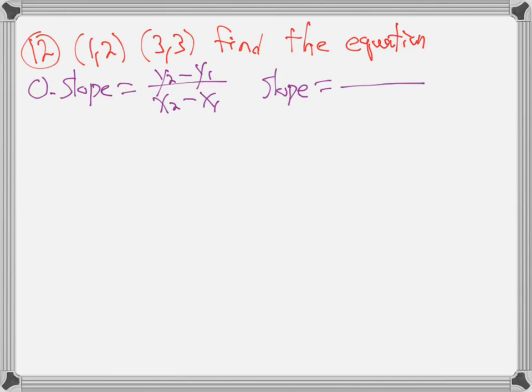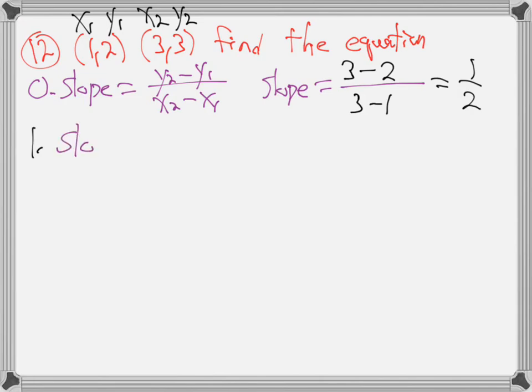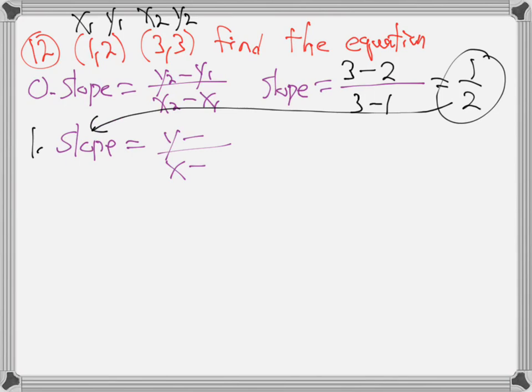So this is x1, y1, x2, y2. So y2 minus y1, 3 minus 2 over x2 minus x1, 3 minus 1. I'm getting 1/2, slope 1/2. That good? So that's step 0, and then step 1, now we write the slope formula again, but this time with just a plain y and plain x and blanks in the back. Is that good? And you grab the slope and you plug it in right there.